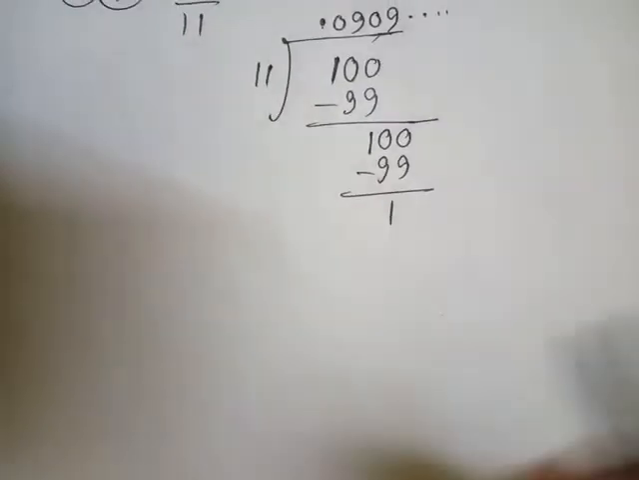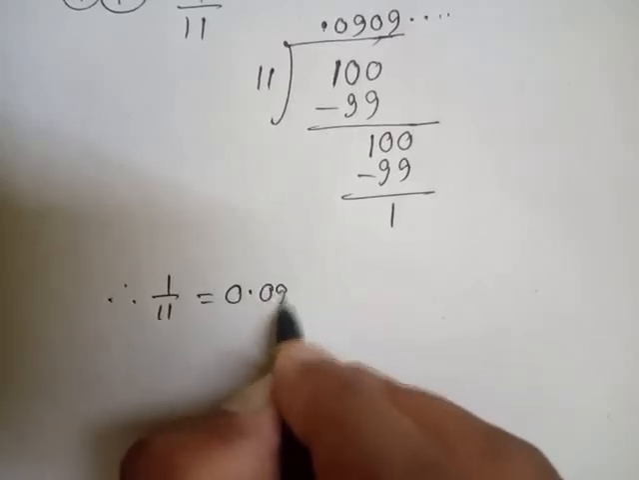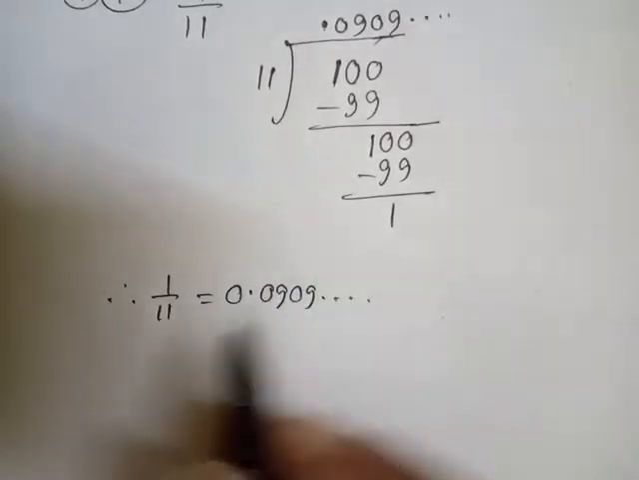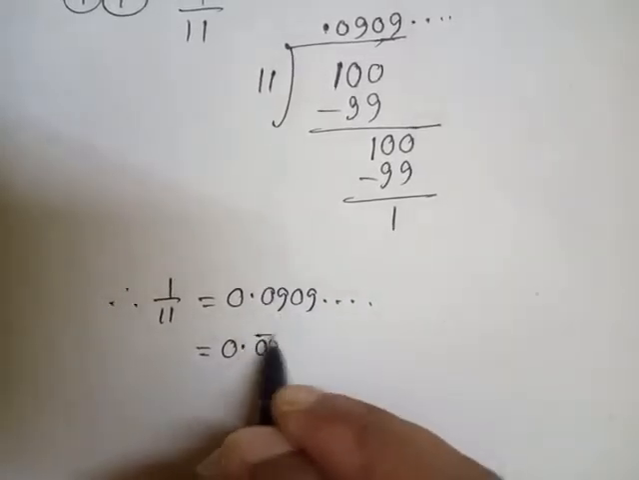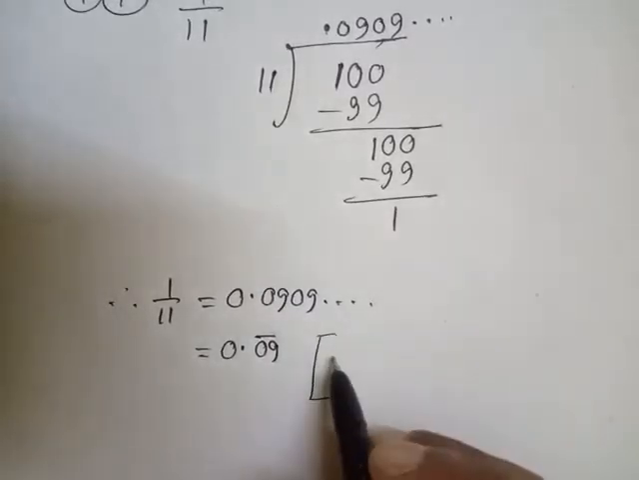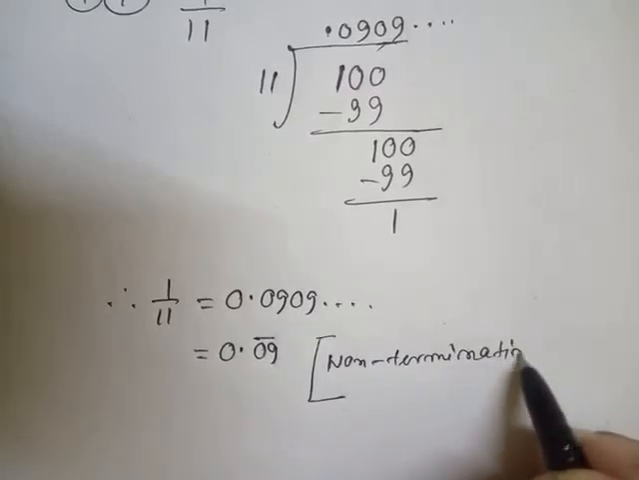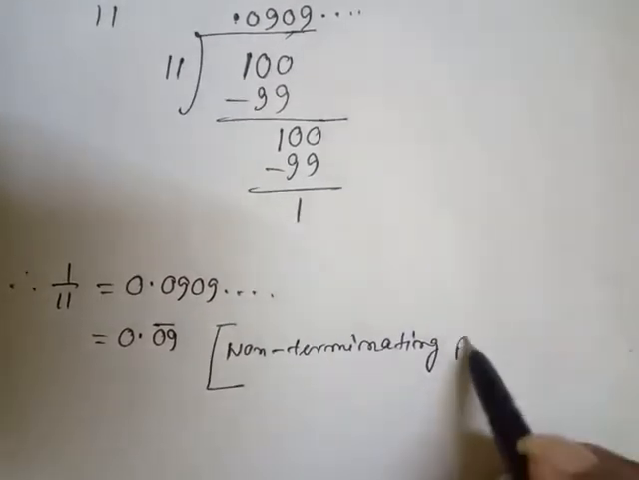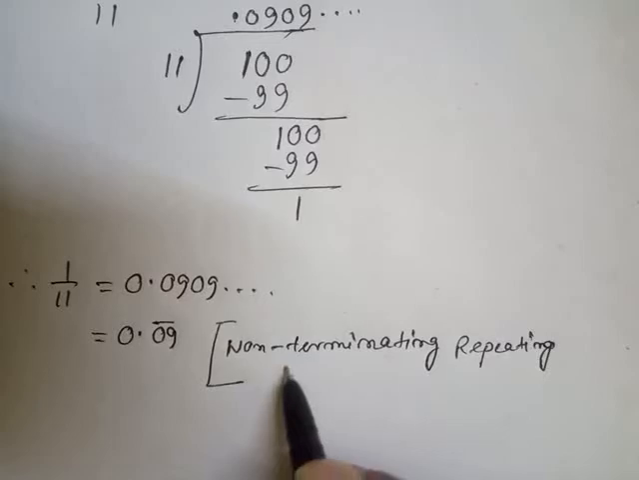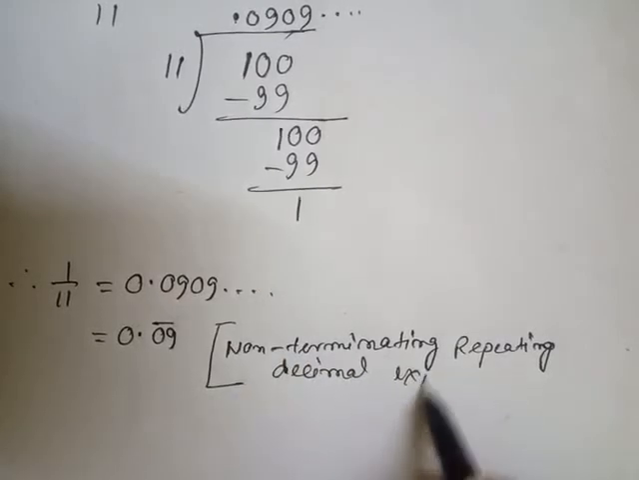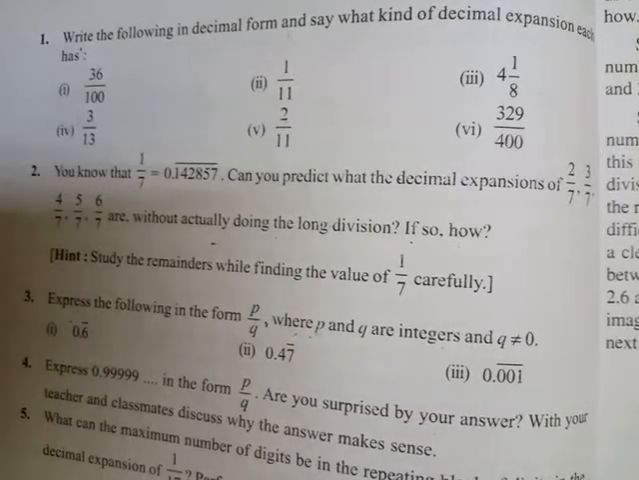So here I will write, therefore 1 by 11 equals 0.0909, then dot bar, or we can say 0.09 with a bar. Since these 2 digits repeat frequently, we'll give a bar here, and on the right we write non-terminating repeating decimal expansion.